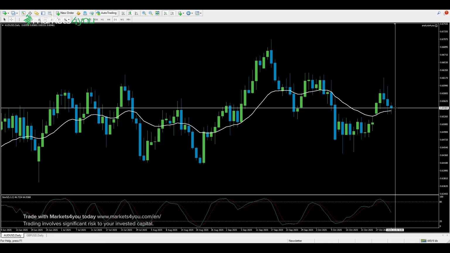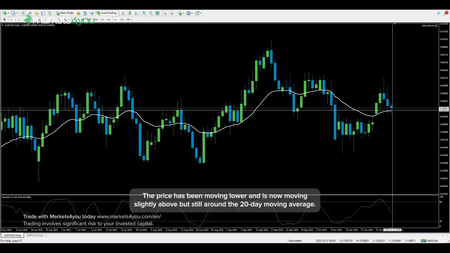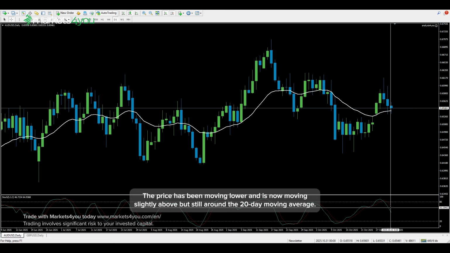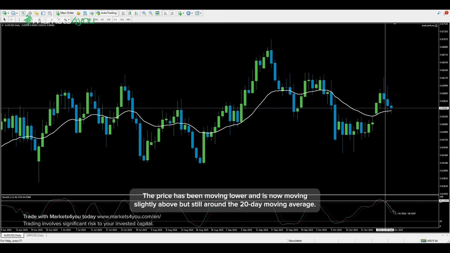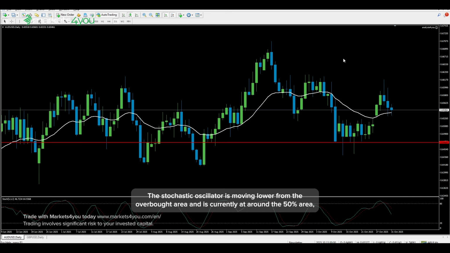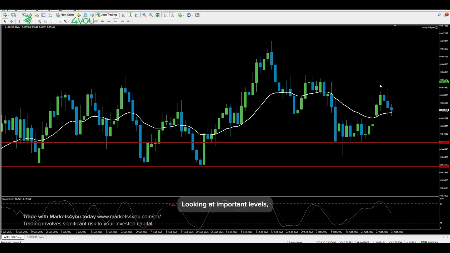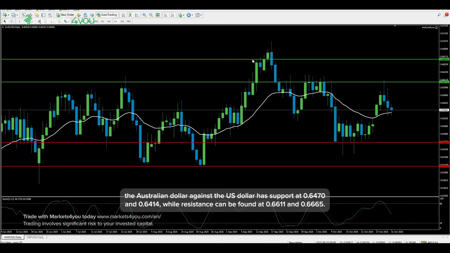Looking at the daily chart, the Australian dollar is currently trading around 0.6546, showing mixed signals in recent price action. The price has been moving lower and is now moving slightly above but still around the 20-day moving average. The stochastic oscillator is moving lower from the overbought area and is currently at around the 50% area, suggesting the pair is in a neutral zone. Looking at important levels, the Australian dollar against the US dollar has support at 0.6470 and 0.6414, while resistance can be found at 0.6611 and 0.6665.